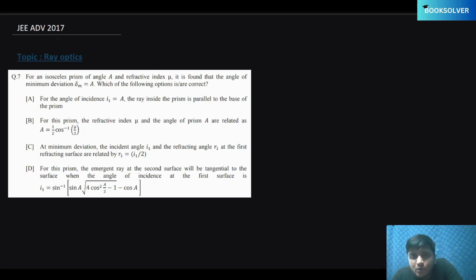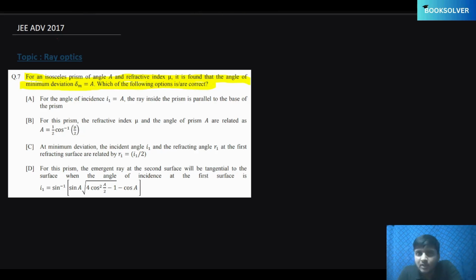Hello everyone. So today we are solving a question of JEE Advanced 2017 from the topic of ray optics. So let's first read the question. It says that we are given an isosceles prism of angle A and refractive index mu. It is found that the angle of minimum deviation is delta m equal to A, that is the angle of the prism only. We have the following options, which are correct.